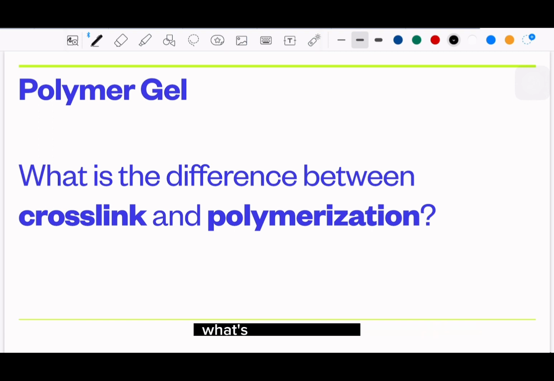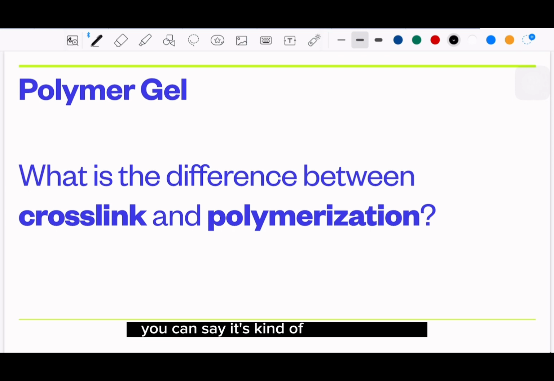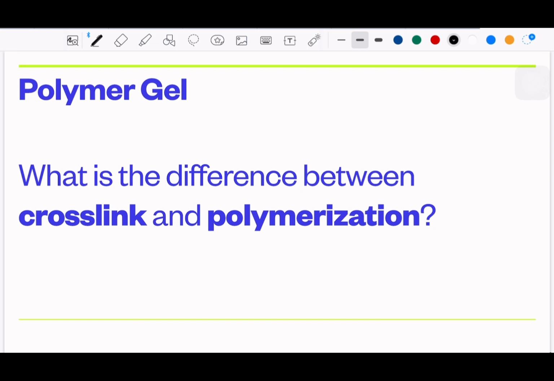Just simple logic. Simple. What's the difference? Independent polymerization, cross-linked polymerization you have. But in general, what's the difference? If you say it's polymerization and you say this is cross-linked, the general difference. Okay. Remember?